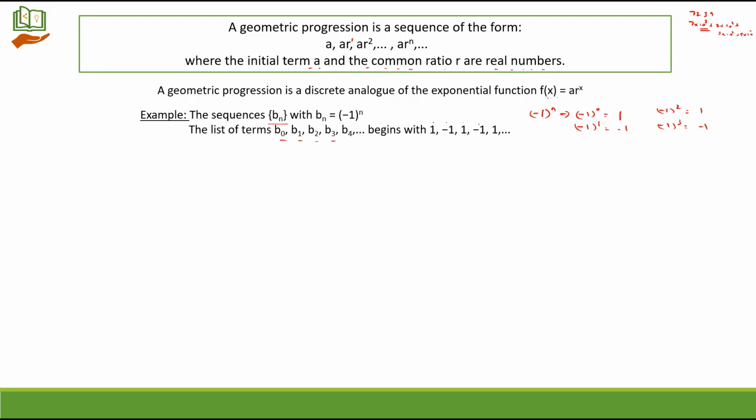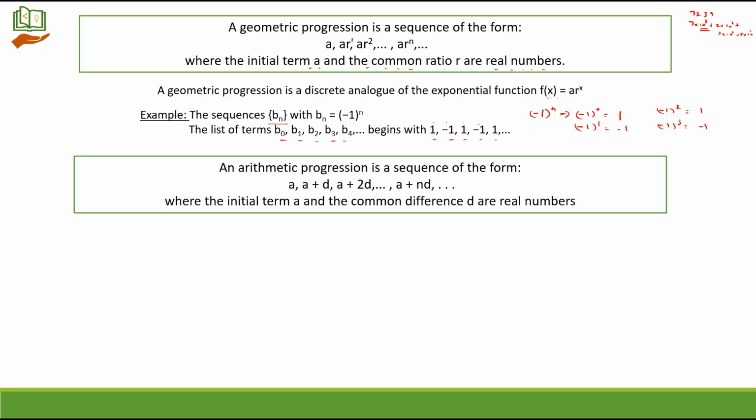They have given the first 5 terms. So the first 5 values alone are indicated for this particular sequence. Next, let's see about arithmetic progression.